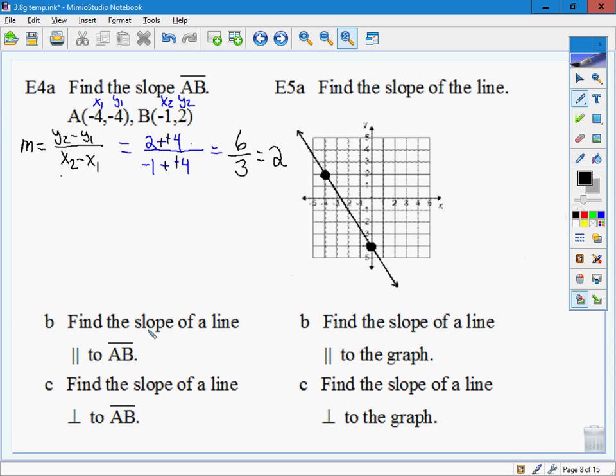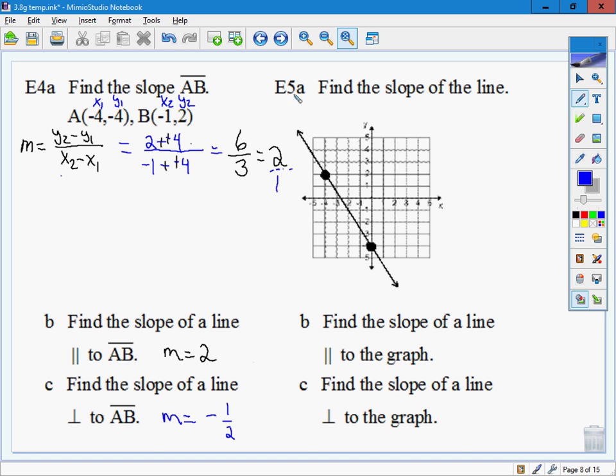It says find a slope of a line that's parallel. Well, the slope of the line that's parallel would have the same slope, so it would be a 2. It also says find the slope that's perpendicular to it. If it's perpendicular to it, this one was positive, so this one has to be negative. And the reciprocal of 2, remember 2 is over an implied 1, would be 1 over 2. So the slope of the line perpendicular to it is a negative 1/2.